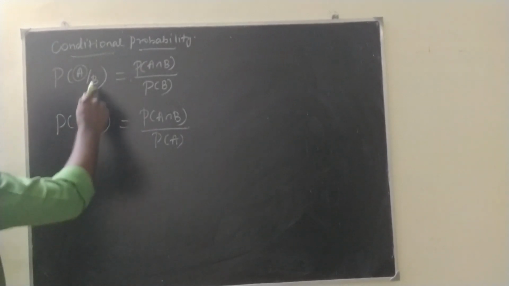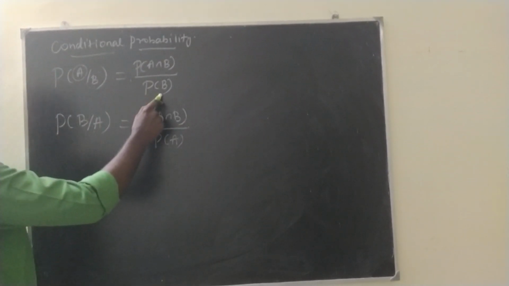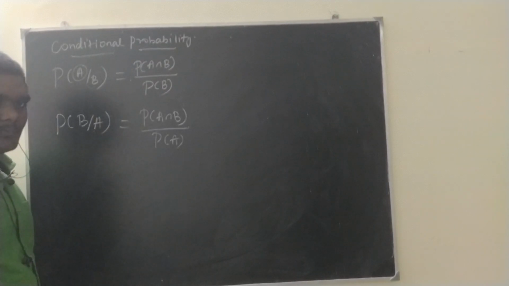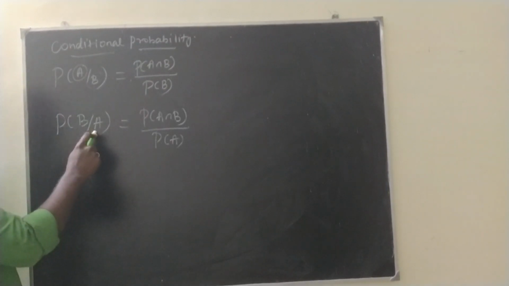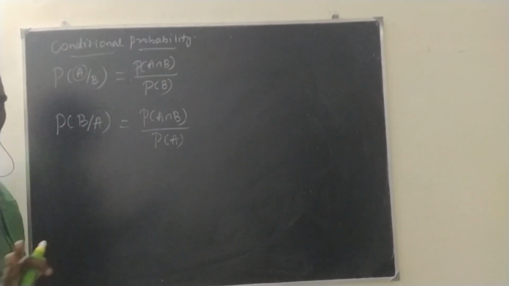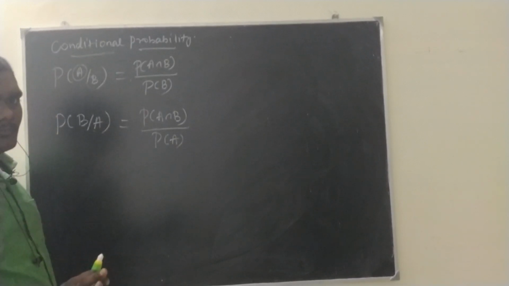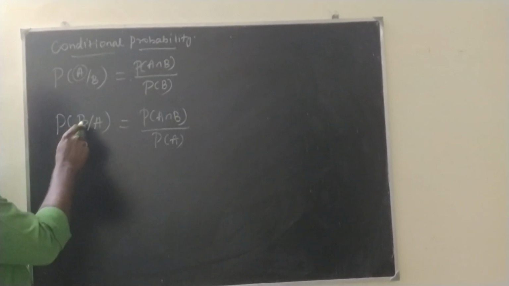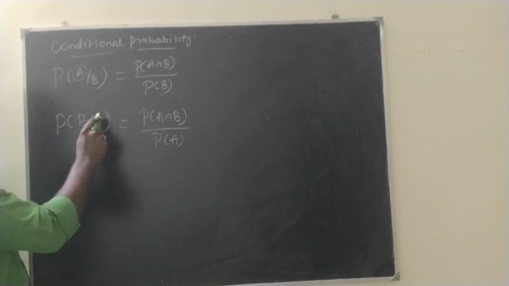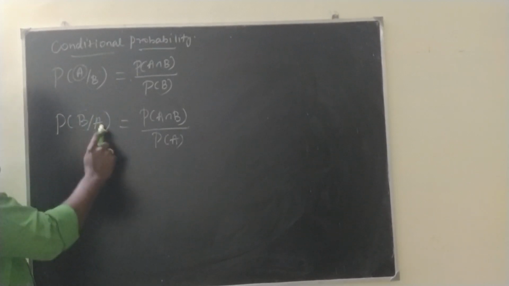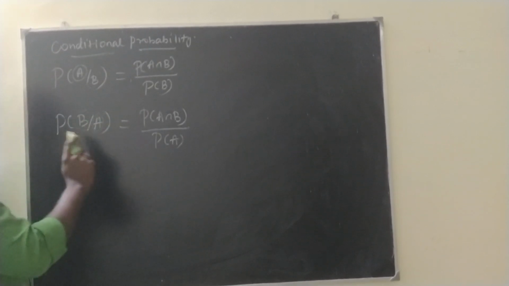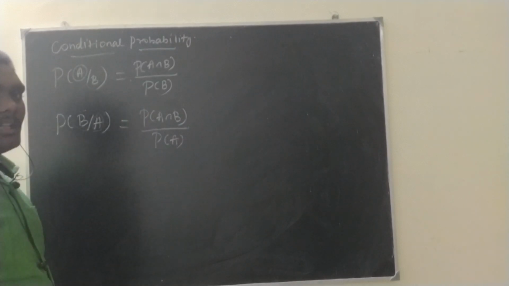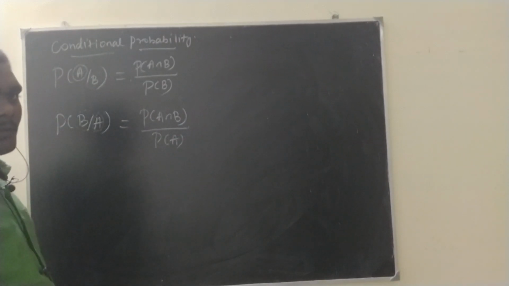What comes in the denominator? That event's probability will come in the denominator. So B given A means you won't get confused. The usual idea is the probability of this event intersection that event divided by the probability of the given event in the denominator. That is how the probability works.